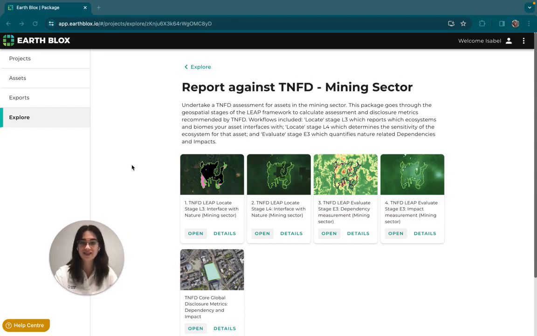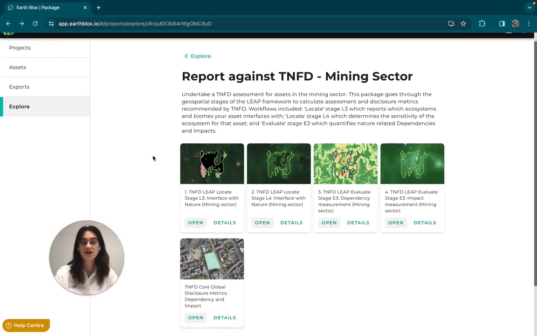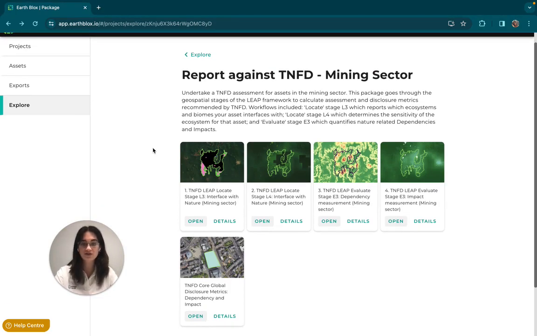Hi everyone. In this video, we're going to explore how to report against TNFD for an asset in the mining sector using Earth Blox. We've put together a package to take you through the geospatial stages of the LEAP framework, which will calculate the assessment and disclosure metrics recommended by TNFD.